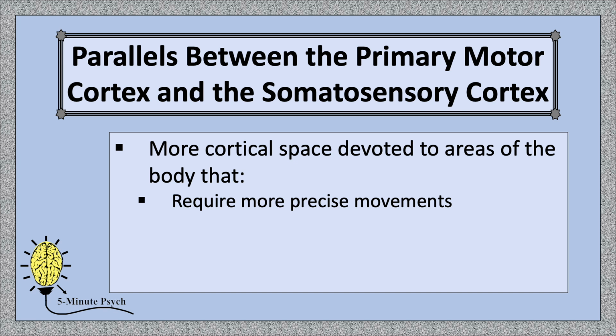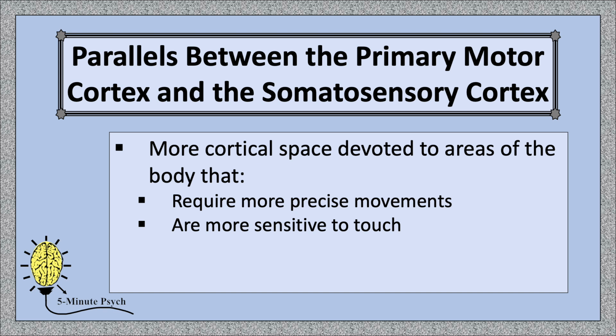Coincidentally, the somatosensory cortex, which lies just on the other side of the central sulcus, is also represented by a sensory homunculus, in which parts of the body that are the most sensitive to touch, like the mouth and fingers, have more cortical space than places on the body that are less sensitive, like the back.